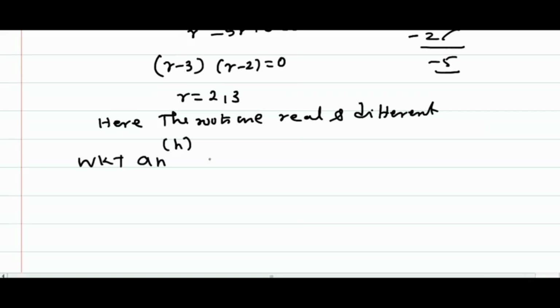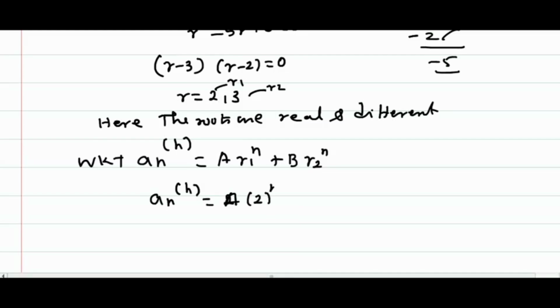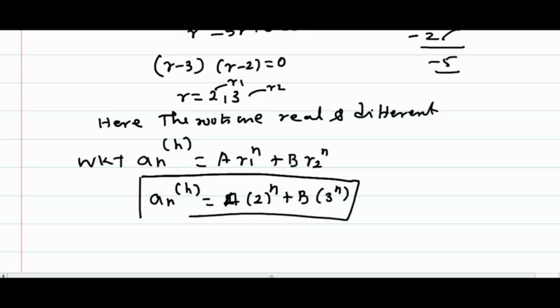The homogeneous solution a_n power h is equal to A into r1 power n plus B into r2 power n. Consider this as r1 and this as r2. So we get a_n power h equal to A into 2 power n plus B into 3 power n. This is called the homogeneous solution of the given recurrence relation. This is step number 1.